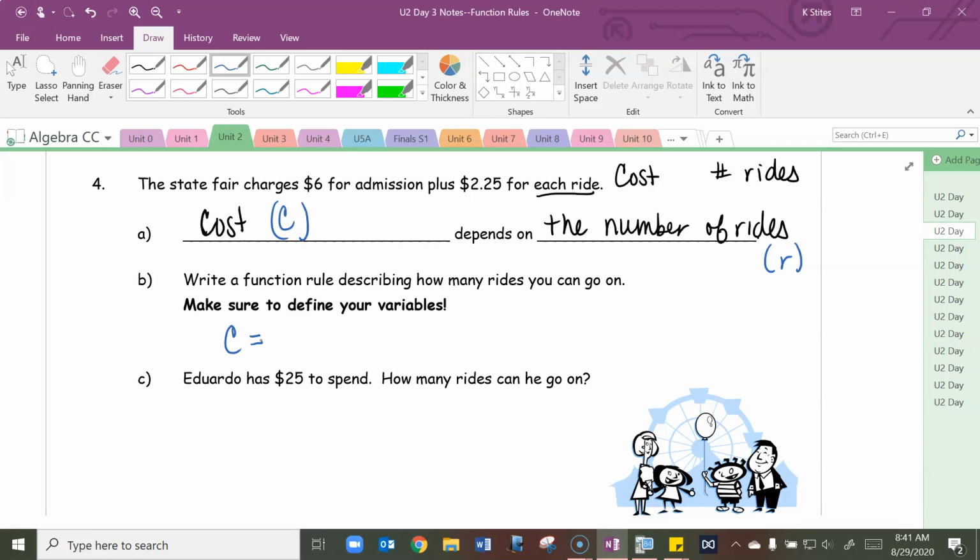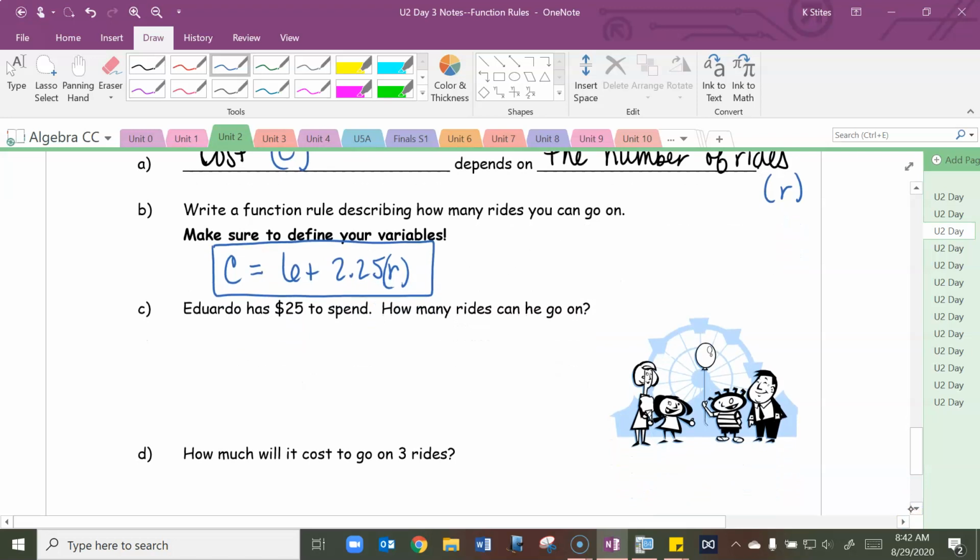So go ahead and pause the video. I want you to see if you can write your function rule yourself. Think about how much you're paying up front and then how much per ride. And then go ahead and press play again so you can see if your answer is right. Okay, go ahead and pause now. All right, so welcome back. The correct answer is C equals 6 plus 2.25R. And again, that's because it's $2.25 per ride, so the $2.25 does need to go with the R.